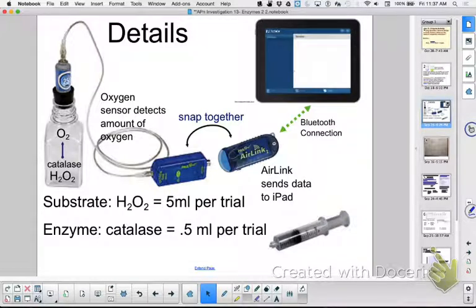Basically, this oxygen sensor right here gets connected to this air link that you see here, and you turn on the air link, and you Bluetooth it to the iPad. And so you're going to go into the iPad and to the settings, and you want to receive the air link that you're using, not the air link that somebody else is using in the room. All the air links have numbers on the back.